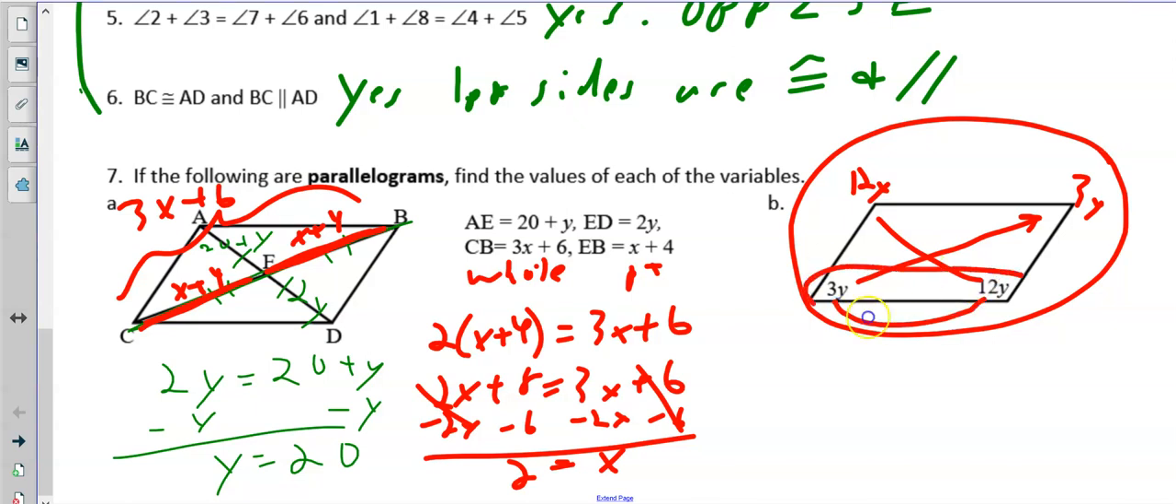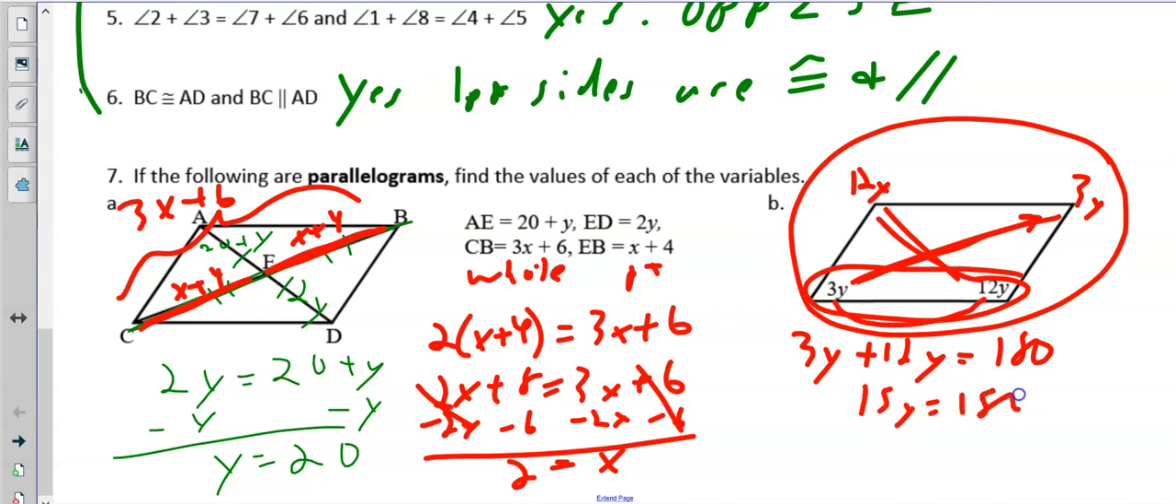consecutive angles are supplementary. So 3y plus 12y equals 180. And if you think about it, if you add all those up to 360, 360 is just double of 180. If we added them all up, we'd be adding 2 of these and 2 of these. So it's really the same problem, just smaller numbers. When we combine the y's, we get 15y equals 180. We divide by 15, and we get y is 12.